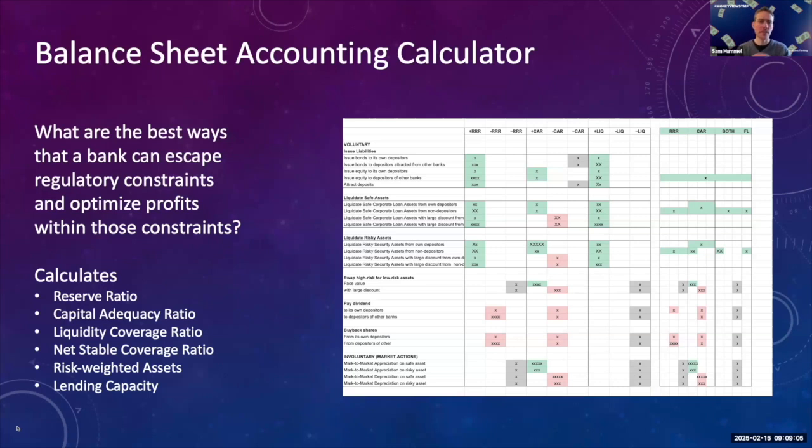And so this calculator automatically calculates for you things like reserve ratio, capital adequacy ratio, liquidity coverage ratio, net stable coverage ratio, risk-weighted assets, and lending capacity for different scenarios. And like I said, Sasha's going to show you how useful we think that is.